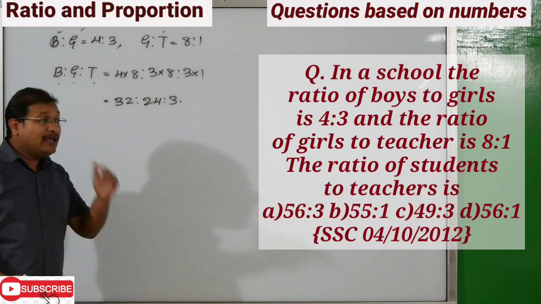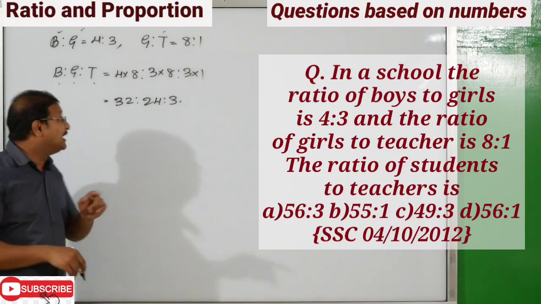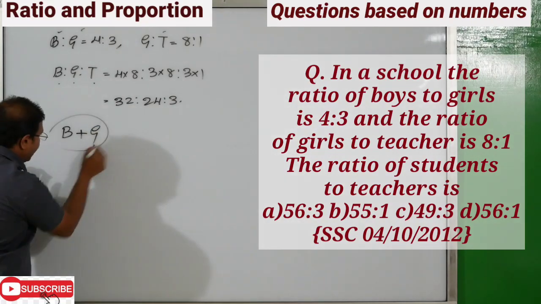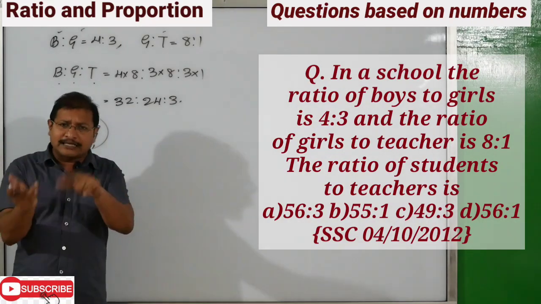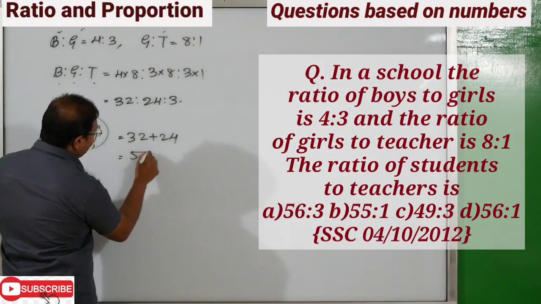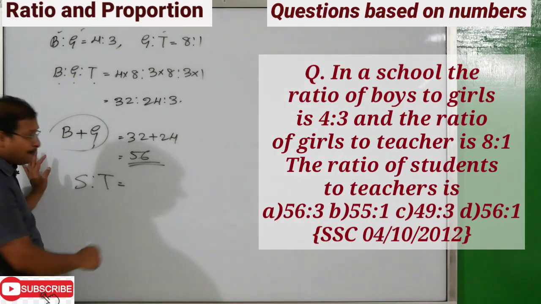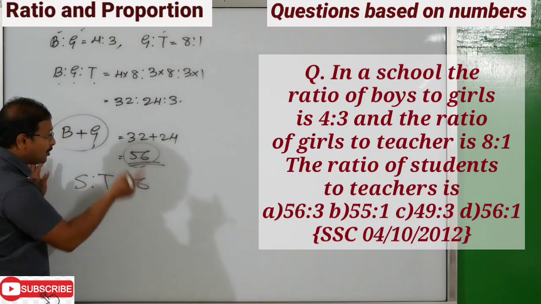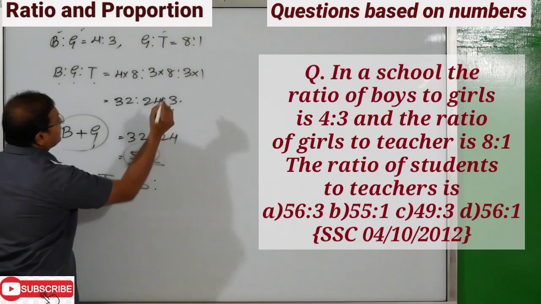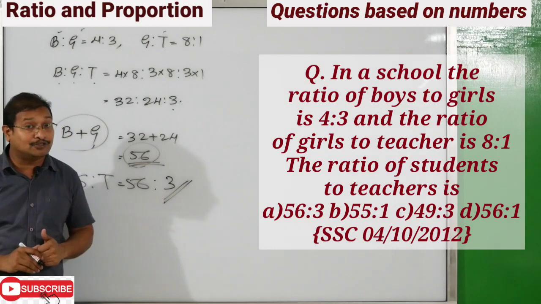But in the question, we have to find out the ratio between the students and the teacher. Students and teacher means you have to add boys and girls together. Because students means boys and girls together. That means what you will do? 32 plus 24 equals 56. Now, students is to teacher means 56 is to 3. That means the correct option is A, that is 56 is to 3.